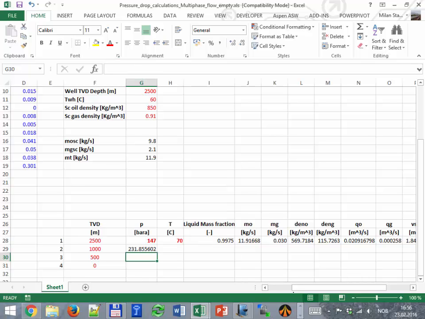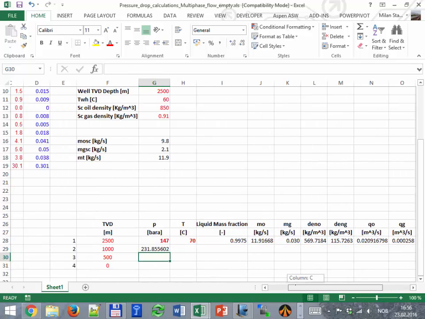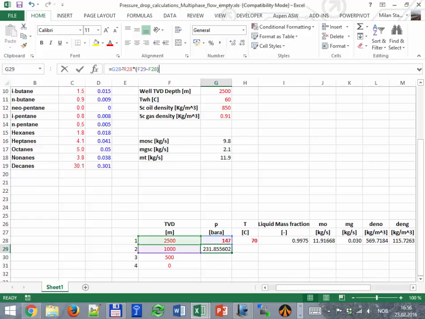This one already has a minus? No, it's the other way around. Oh, okay. Correct? Yeah. Okay, 62 bar.